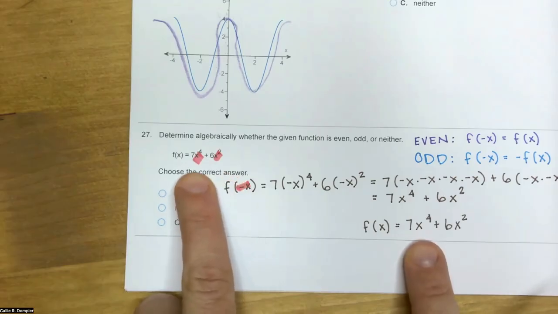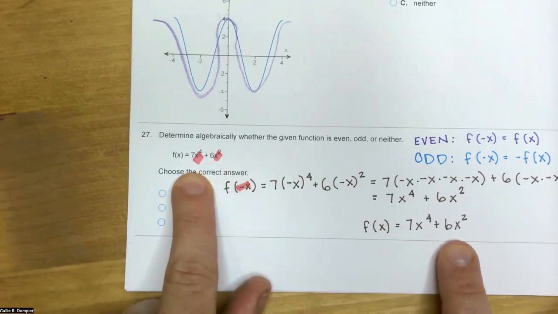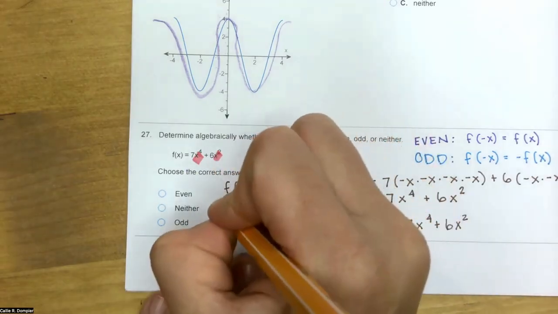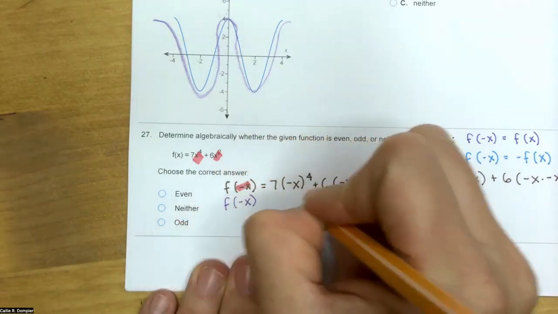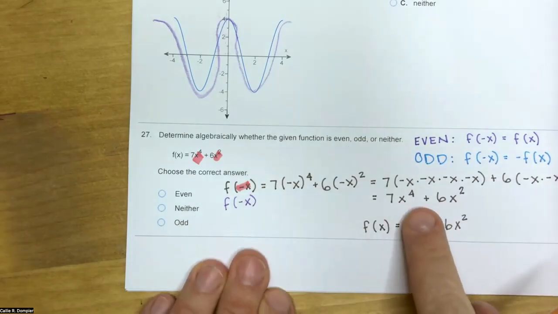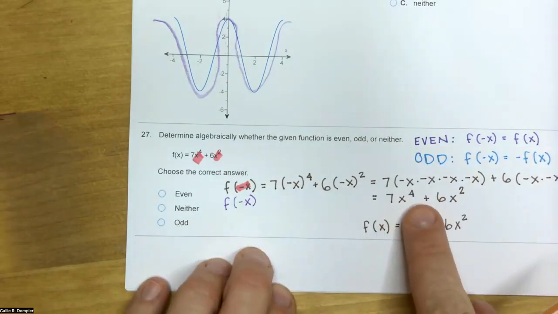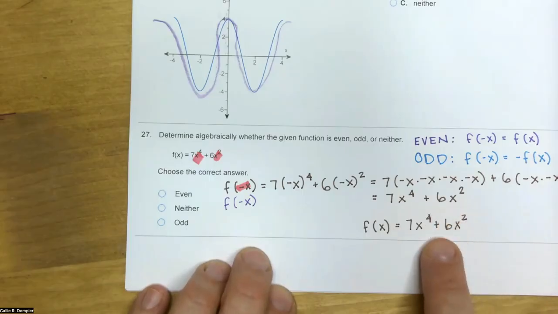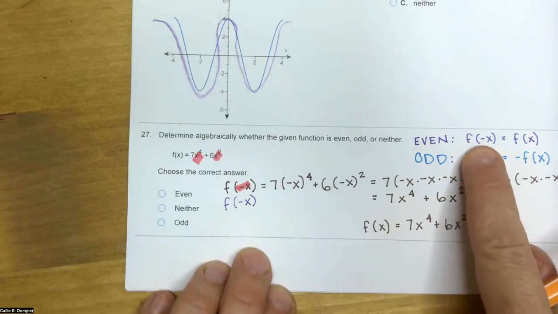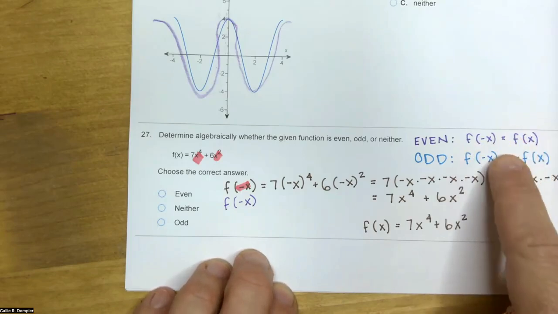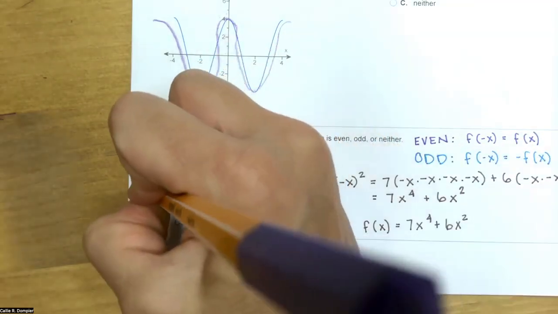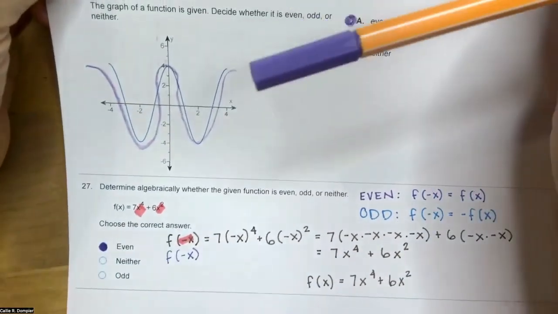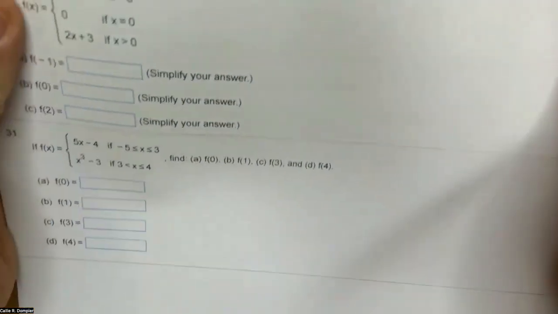Right? So f of x is 7x to the fourth plus 6x squared. And we just proved that f of negative x is also equal to 7x to the fourth plus 6x squared. Good? So that means it is even. We put in a negative x and we came out with the same equation. So that is an even function. I know it's easy to become confused.